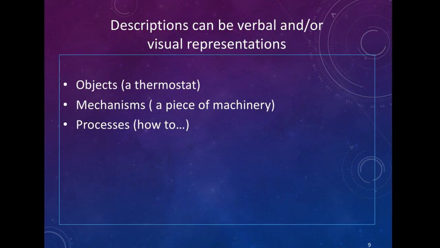Descriptions can be verbal and or visual representations. Remember that. So they can be objects like a thermostat, mechanisms, a piece of machinery, or a process, how to do something. So these are all kind of subcategories of types of descriptions. And you can always use pictures.